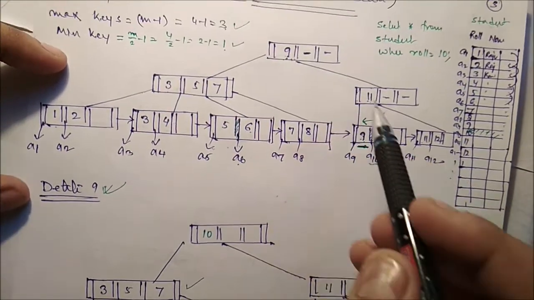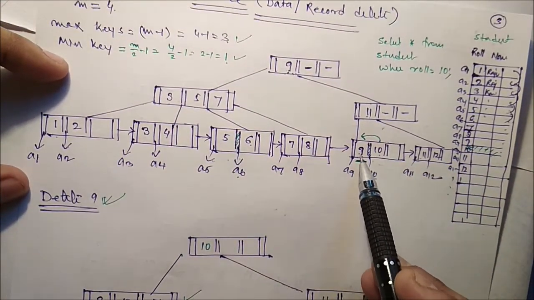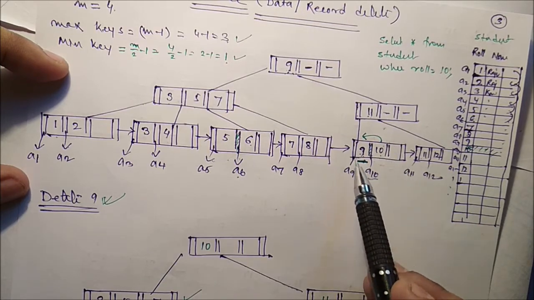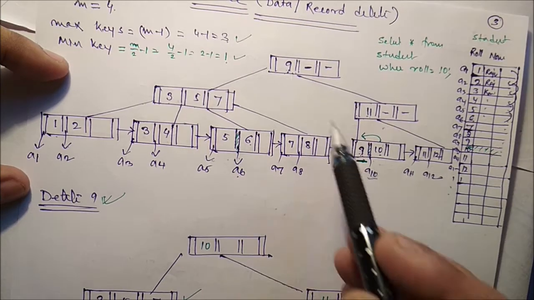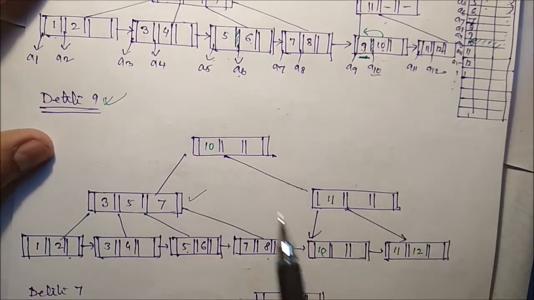So we have to update two places. Here you have to remove 9 and we have to shift 10 here. And in this particular node, the minimum value is 10. So that 10 value should be here.